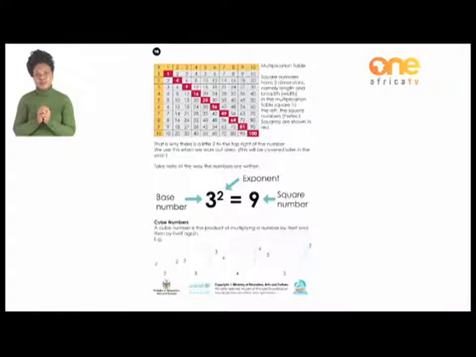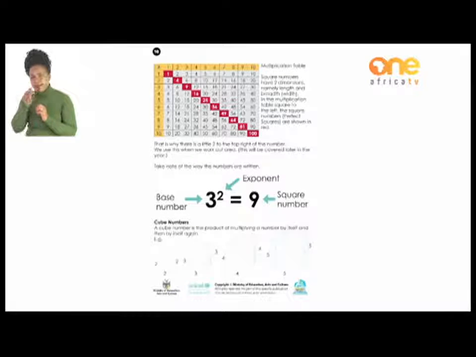Reading below, that is why there is a little 2 to the top right of the number. We use this when we work out the area. This will be covered later in the year, so it's another topic to do. Take note of the way the numbers are written. We have 3 squared, that gives you 9. The base number there is 3, the exponent or the power is 2, and the square number is 9, or we can also say 9 is a product.